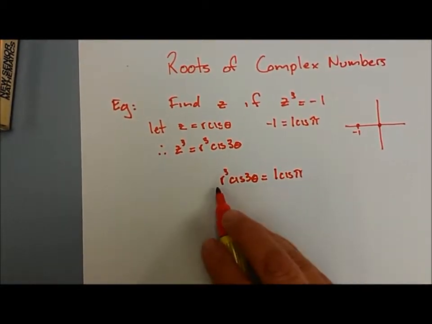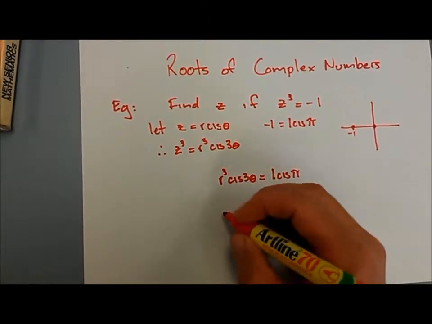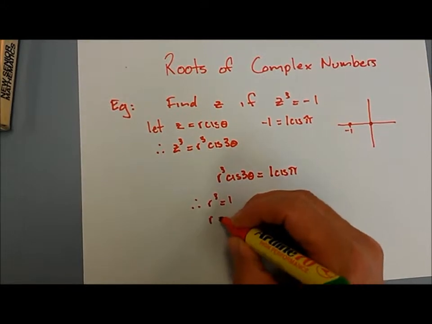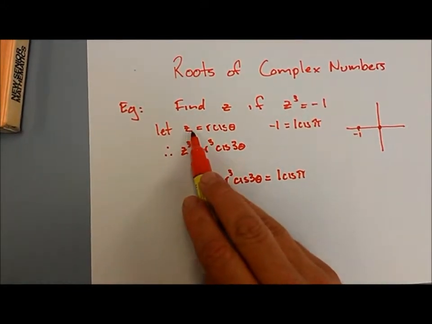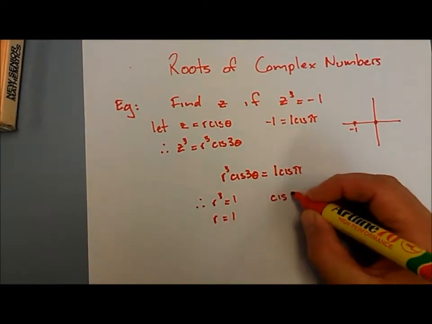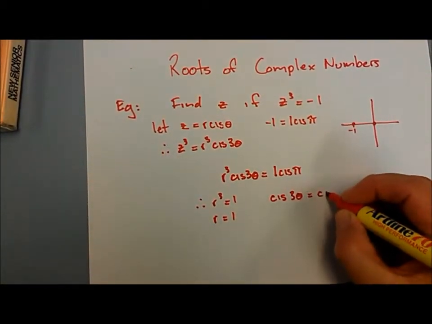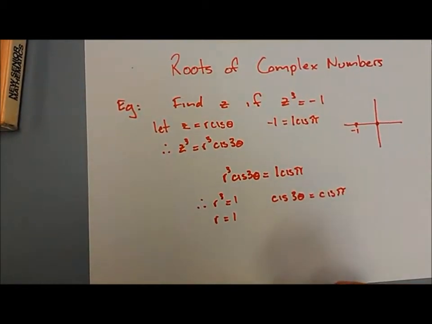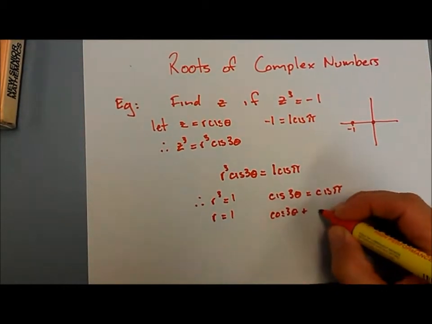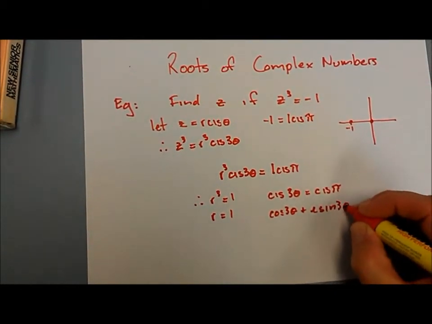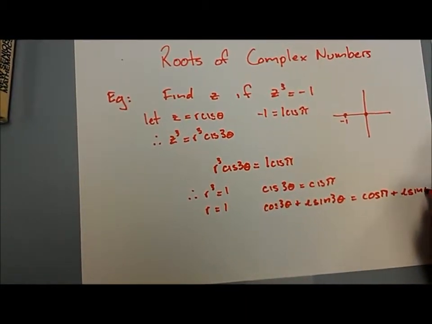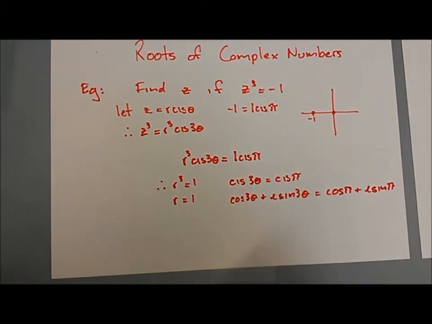And so straight away I can equate the modulus. By equating the modulus I get that r cubed is equal to 1, which tells me straight away that r is equal to 1. So back in my z up here, this is 1. Then I can say cos 3θ + i sin 3θ must equal cos π + i sin π. Just writing this out in a bit more expanded form.